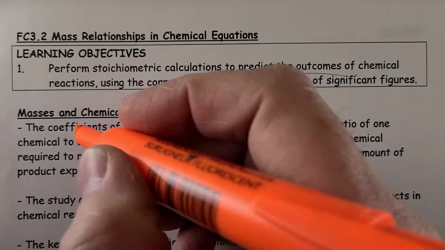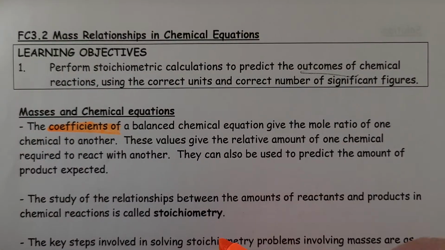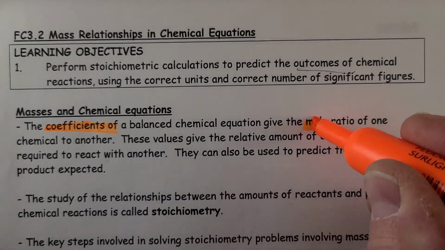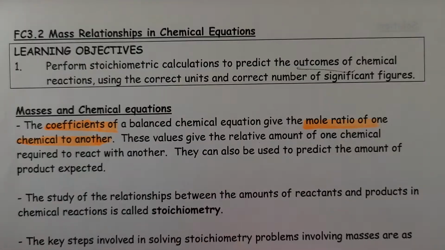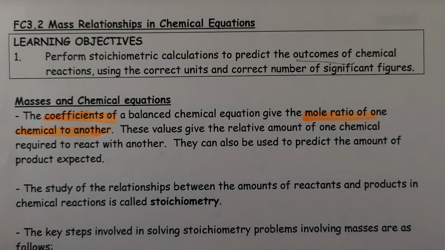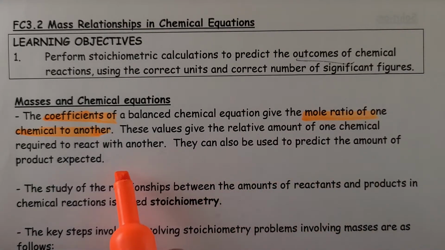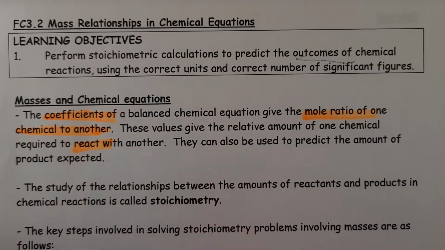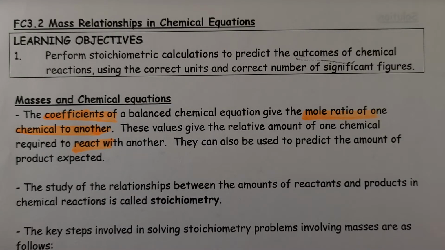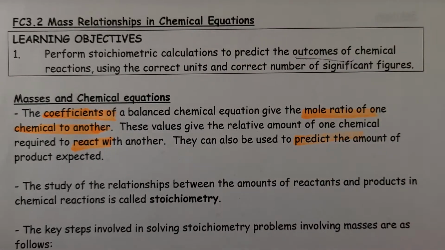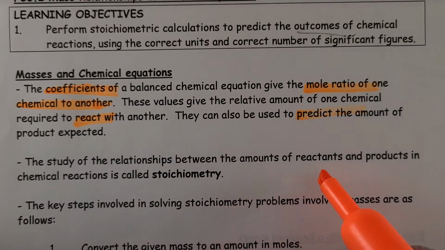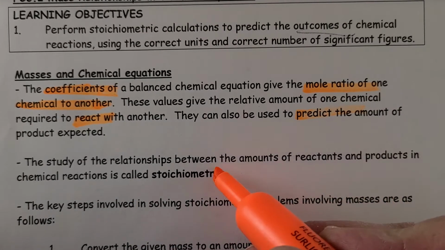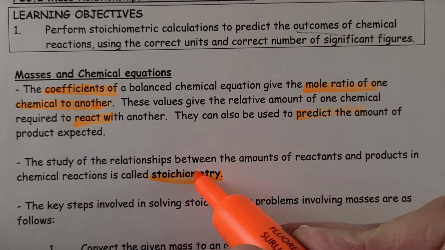The coefficients in a balanced chemical equation give the mole ratio of one chemical to another. So that's what we saw back in FC3.1. These values give the relative amounts of one chemical required to react with another. They can also be used to predict the amount of product expected. The study of relationships between the amounts of reactants and products is called stoichiometry.